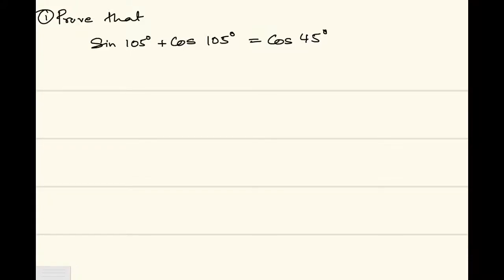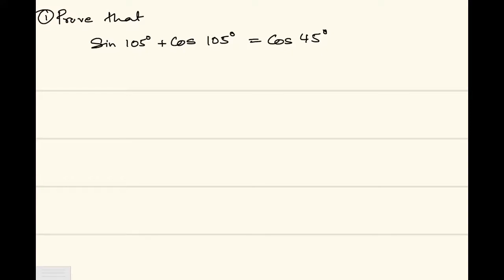We have already completed quadrant rule and we have started compound angles. I suppose you are already aware of the formulas in compound angles. It gives us some addition and subtraction formulas. So here we have the first sum for today. Prove that sine 105 degree plus cos 105 degree equals cos 45 degree.